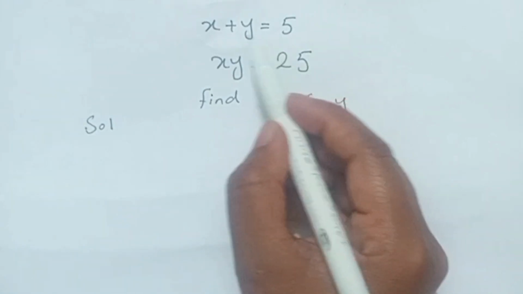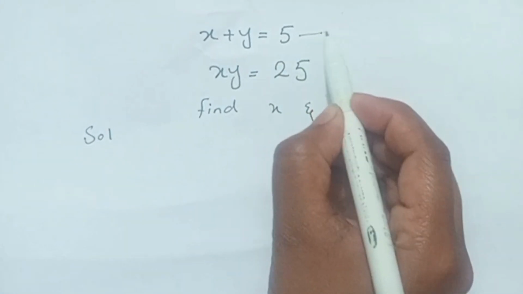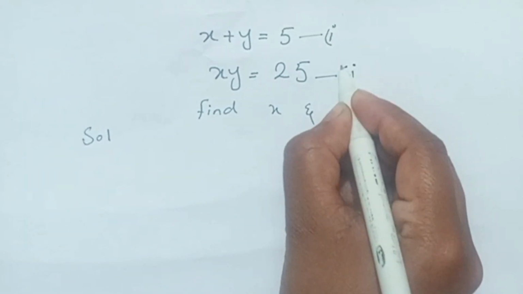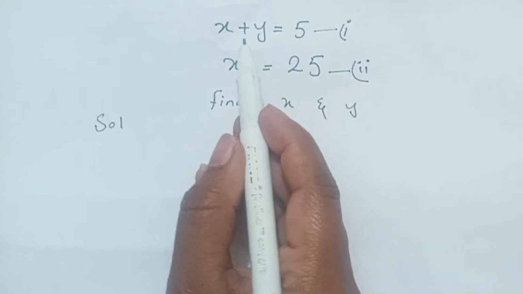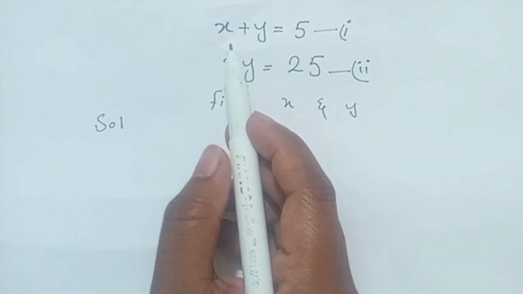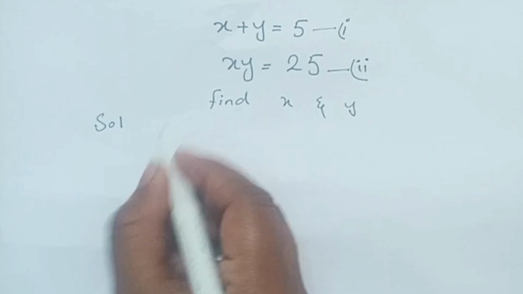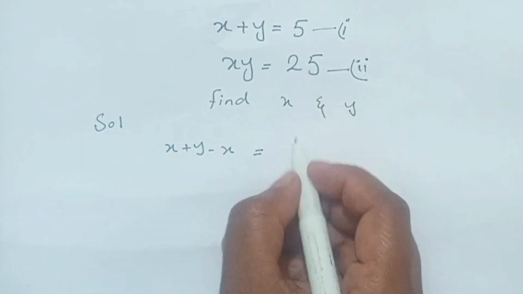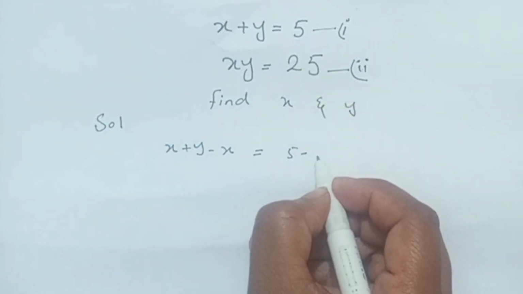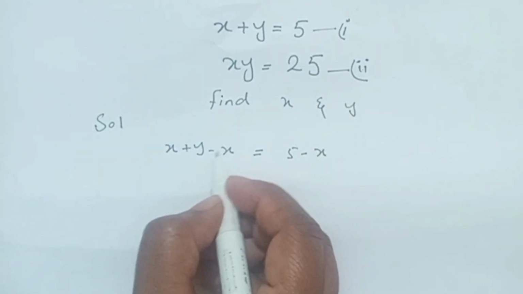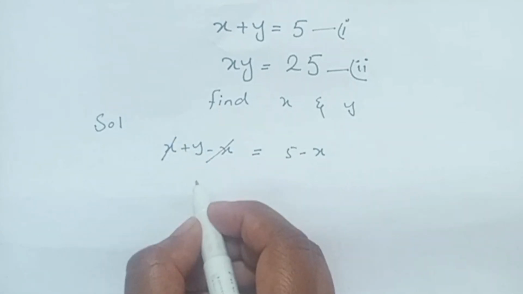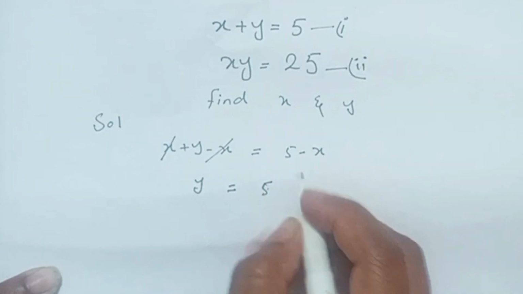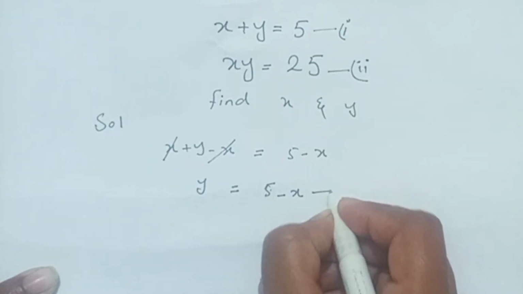In our question, look at this first equation. Call this our equation 1 and this our equation 2. Now look at equation 1, x plus y. We subtract x on this side, and we also subtract x on the right hand side. So negative x and positive x cancel. We get just y is equal to 5 minus x. We call this our equation 3.